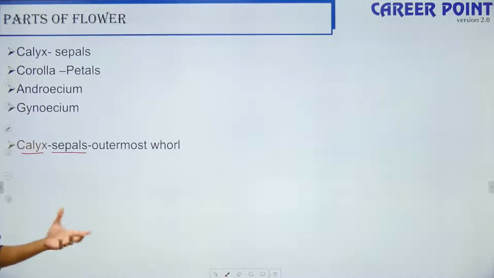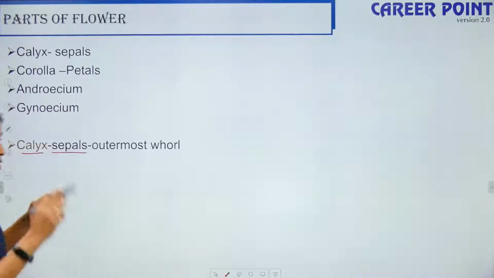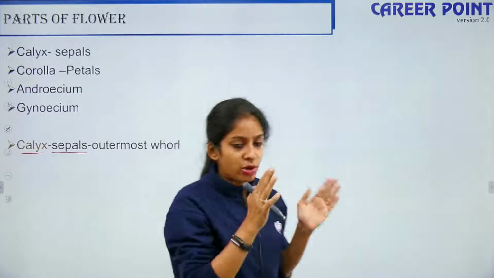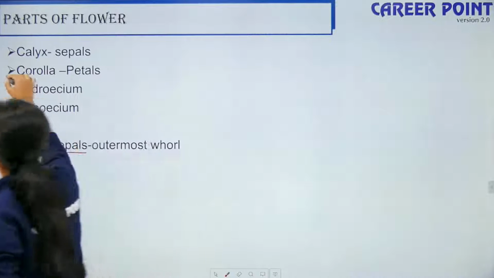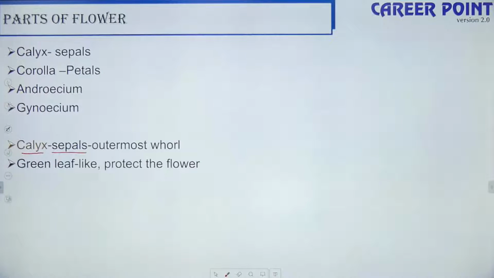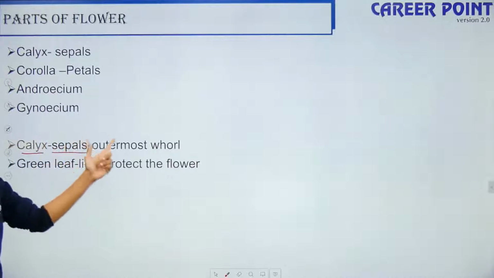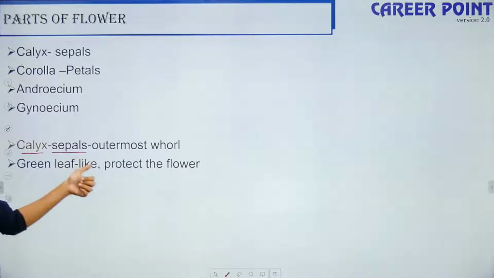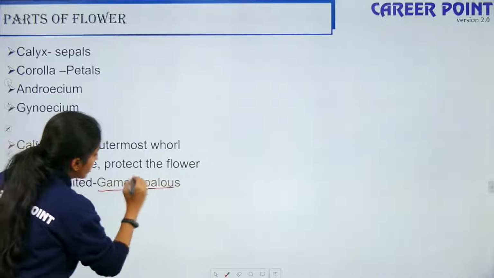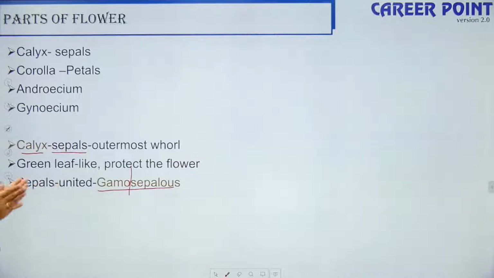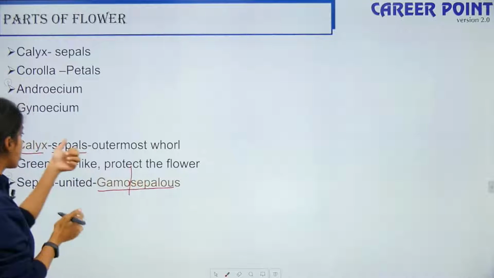So the outermost green color parts are your calyx, and if the calyx are fused together, that is called gamosepalous. So calyx are the outermost whorl and they are green, leaf-like, and they protect the flower. So the sepals, when two or more sepals are fused together, the condition is known as gamosepalous. So gamo is fusion. So sepals talk about your calyx.